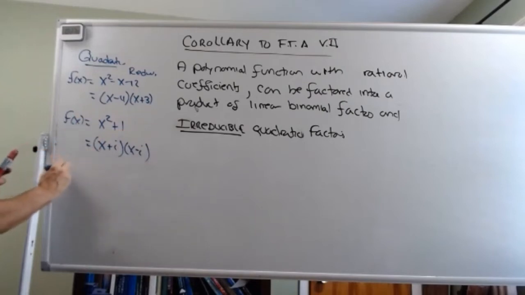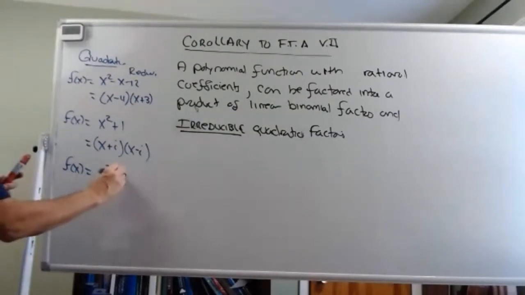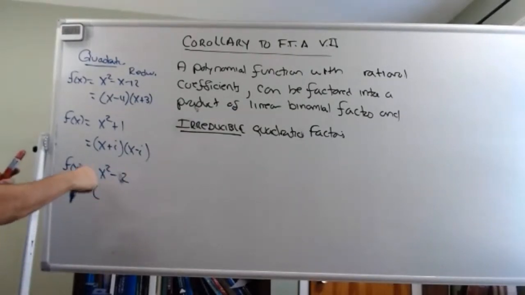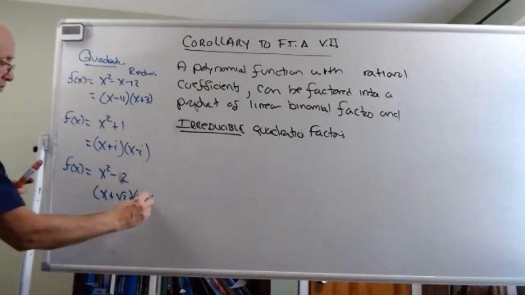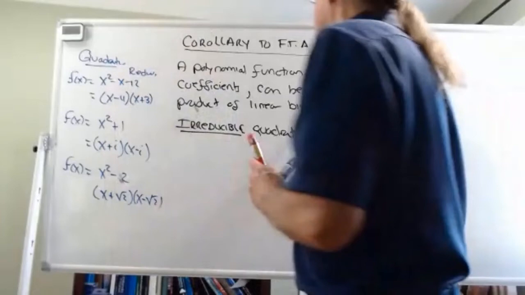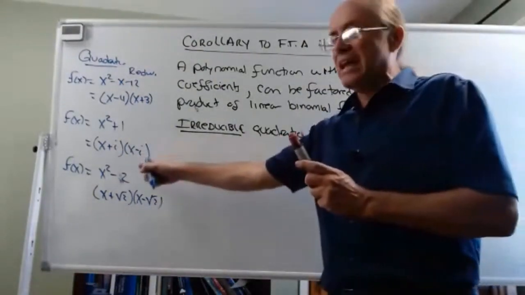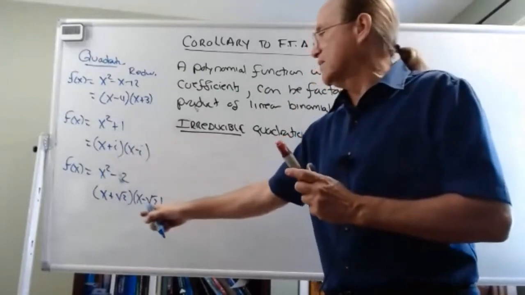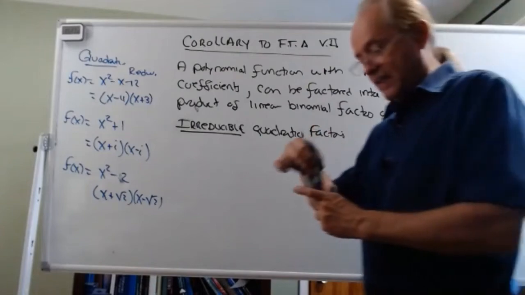And you could also have something like this: x squared minus 2, and I consider this to be irreducible since it would factor into x plus the square root of 2 and x minus the square root of 2. We want these linear binomial factors to contain rational numbers. We don't want them to contain imaginary, complex, or even radicals. But they are in there. So we can use that.